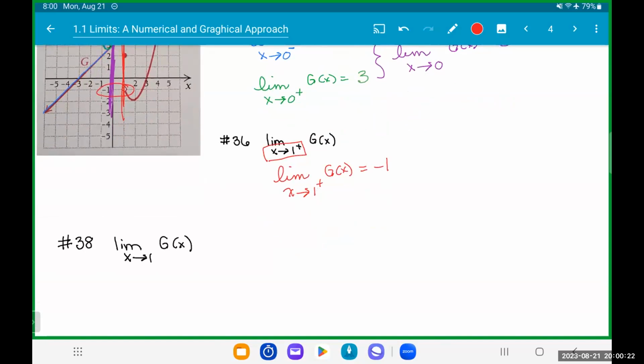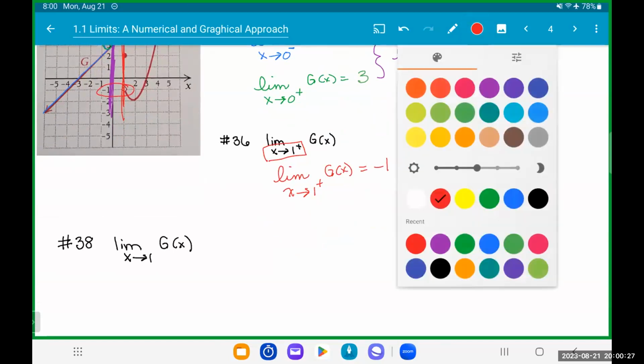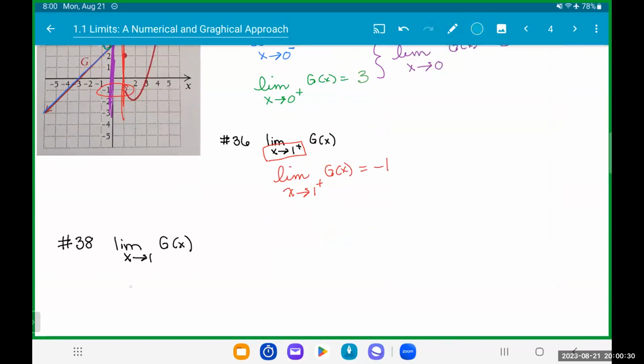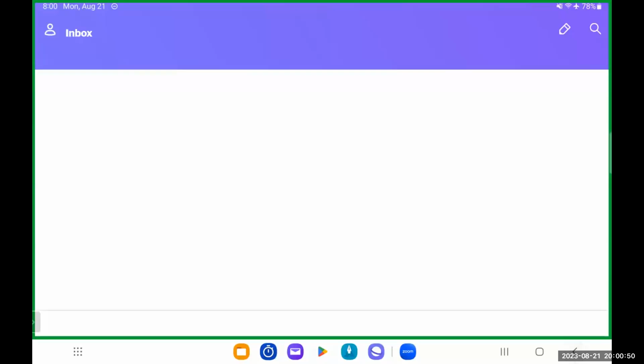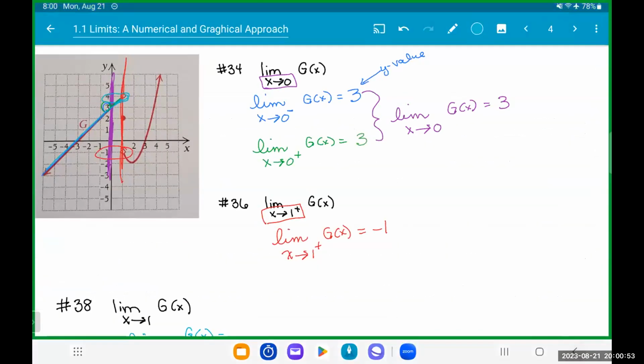Now, question 38 is asking for 1, not 1 from the right or 1 from the left. So we actually have to look at the limit as x approaches 1 from the left of our function, right? So I want to get to this 1. So I'm coming here, and as I approach 1 from the left, that's this point over here. So we come up, we're on this graph, and it's this point here, y equals 4.